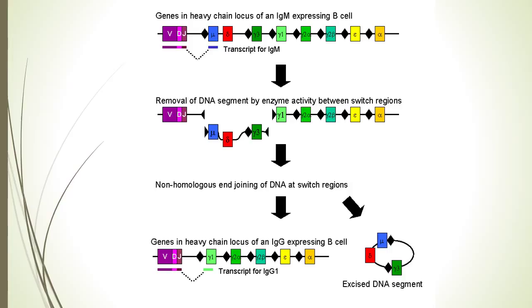The first exon in the immunoglobulin heavy chain locus is the mu exon, which produces immunoglobulin M, or IgM for short. Thus, IgM is the first immunoglobulin isotype that a B cell produces.